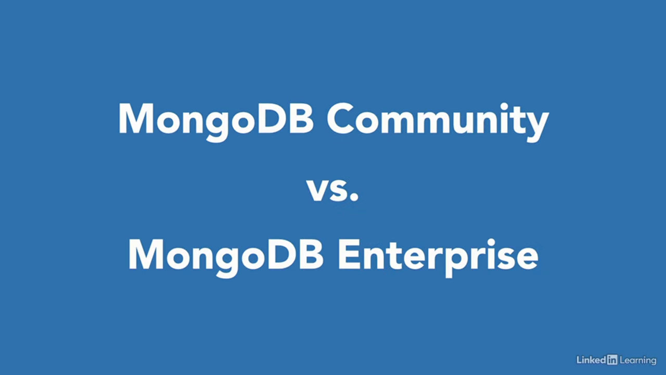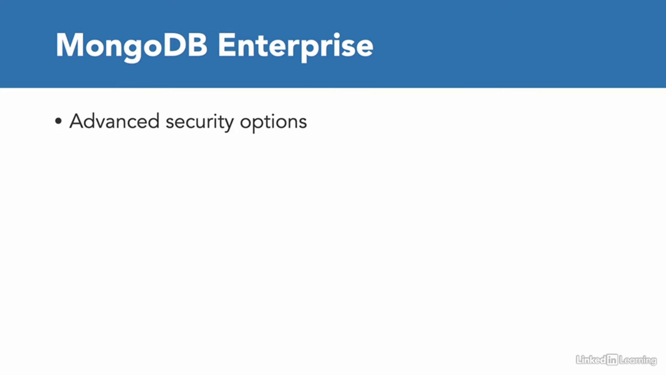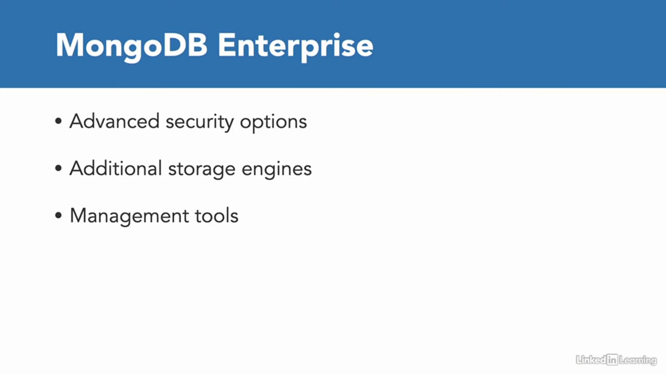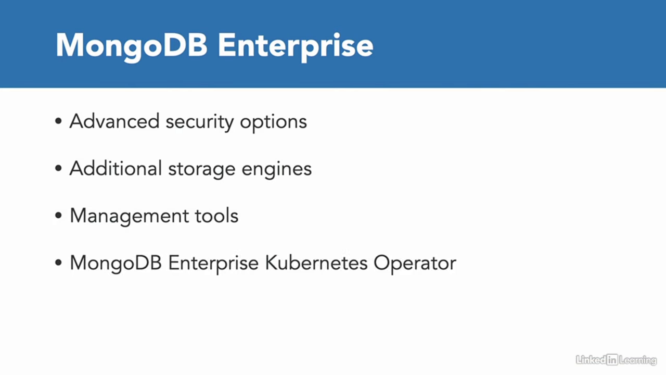There are two different versions of MongoDB that you can install on your machine: MongoDB Community and MongoDB Enterprise. The core features for developers are the same, but MongoDB Enterprise offers advanced security options, additional storage engines, management tools, the MongoDB Enterprise Operator for Kubernetes, and the MongoDB Connector for BI, which is going to be interesting for you if you are used to interfacing with a database using SQL or any tools that use SQL. For this course, we are going to be using MongoDB Community.